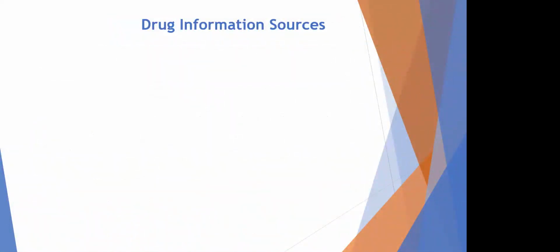Now, when we're looking for information, we have different sources of information. We have what is called the primary source, secondary source, and tertiary source. These sources are quite different, and what we'll be able to get from them are different.